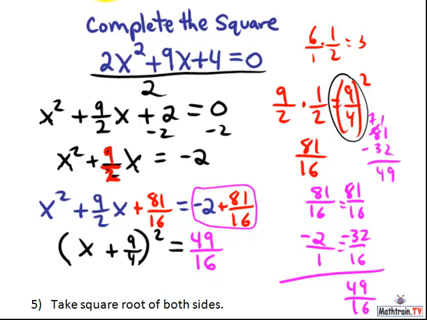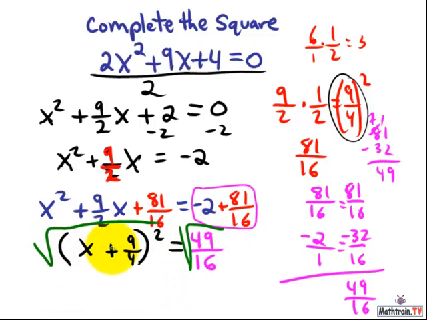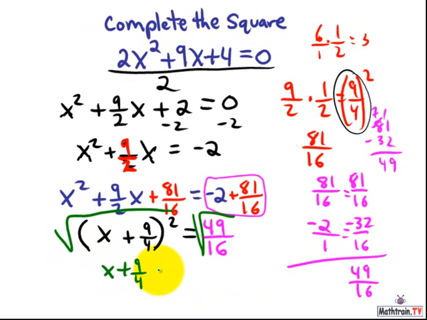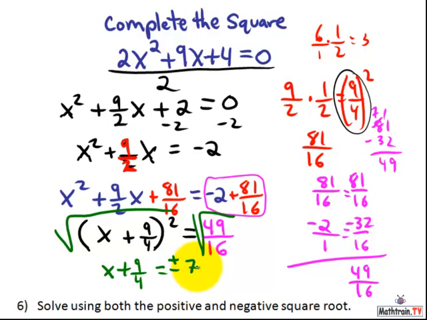All right, time to take the square root of both sides. Let's do that in this greenish color here. So square root of both sides, and you're left with x plus 9 fourths equals plus or minus 7 over 4. And now it's just a walk home from here.